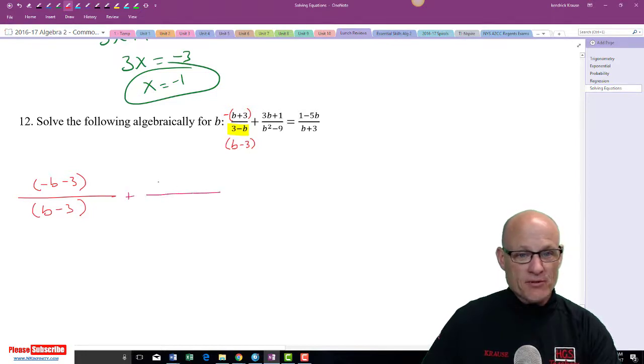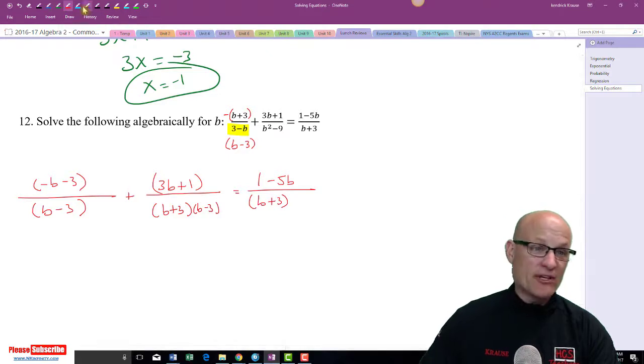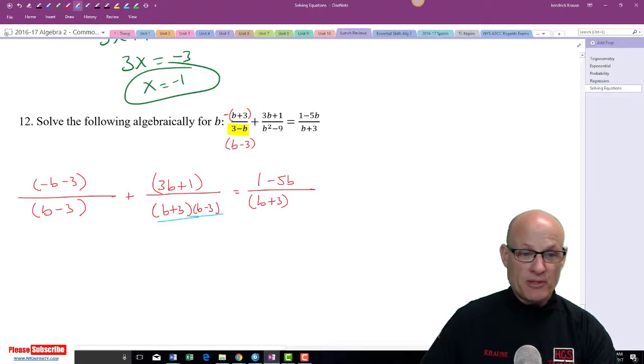Plus 3b plus 1 in parentheses. And this I'm going to factor to b plus 3, b minus 3 equals 1 minus 5b, b plus 3. Now it should be pretty obvious that the common denominator is b plus 3, b minus 3.